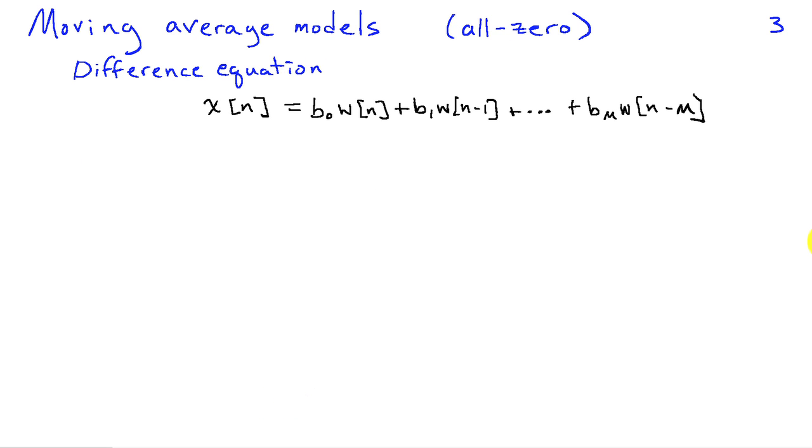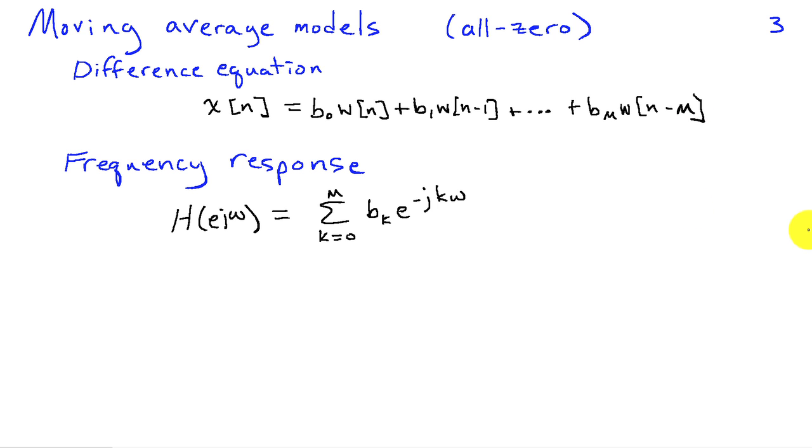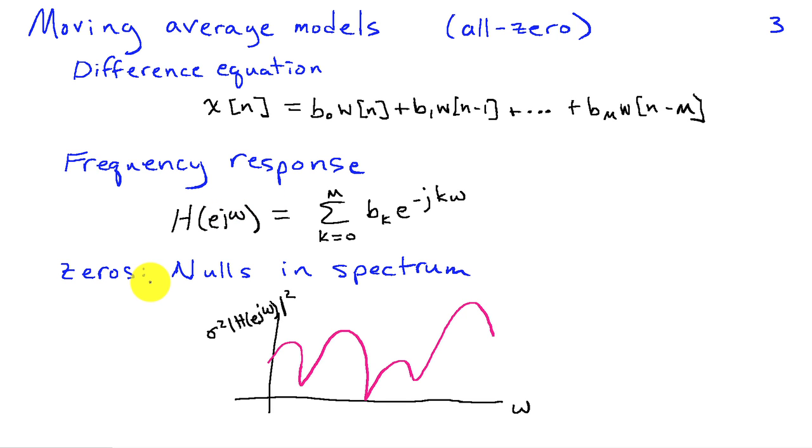Now the moving average or all zero system model has a difference equation where the output of the system, x of n, is simply a weighted combination of past values of the white noise input. In this case, the frequency response is just the sum from k equals 0 to M of bk e to the minus jk omega. And this type of model has zeros. By choosing the bk, I can make this quantity go to 0, which is why we say that this system has zeros. It doesn't really have poles because I can't choose finite values for bk and make this frequency response go to infinity.